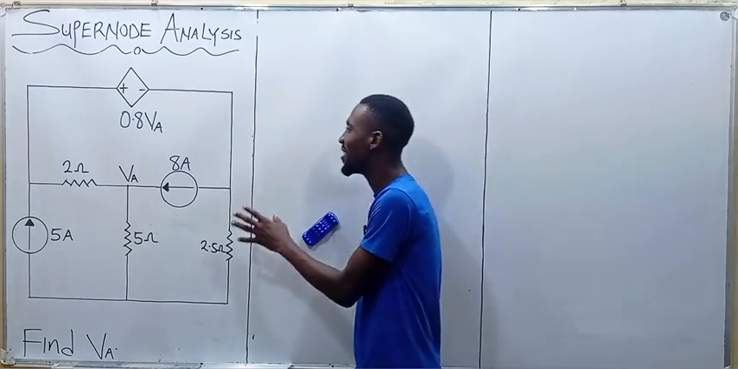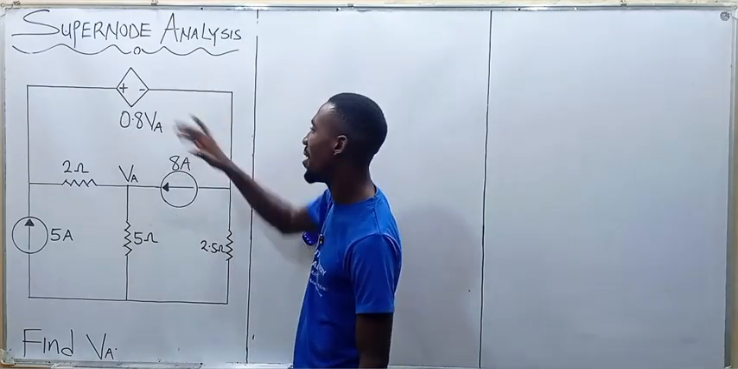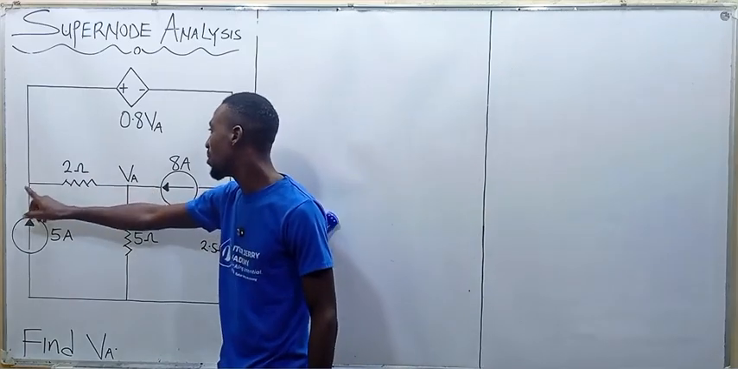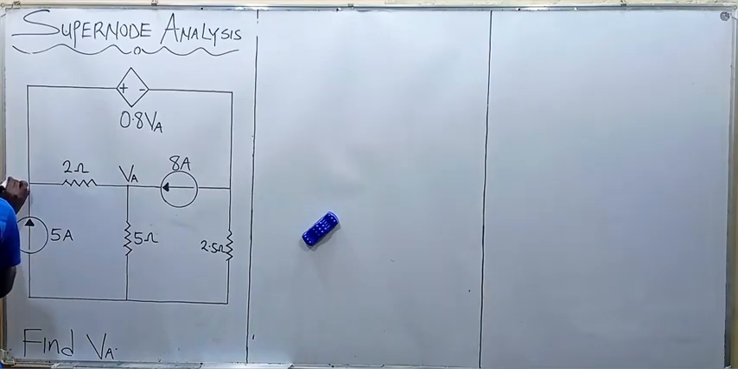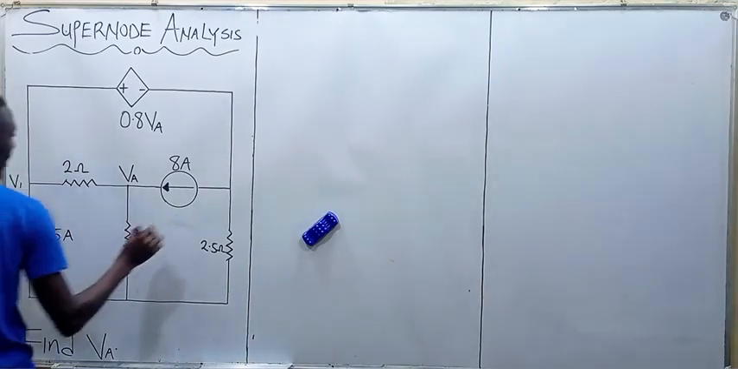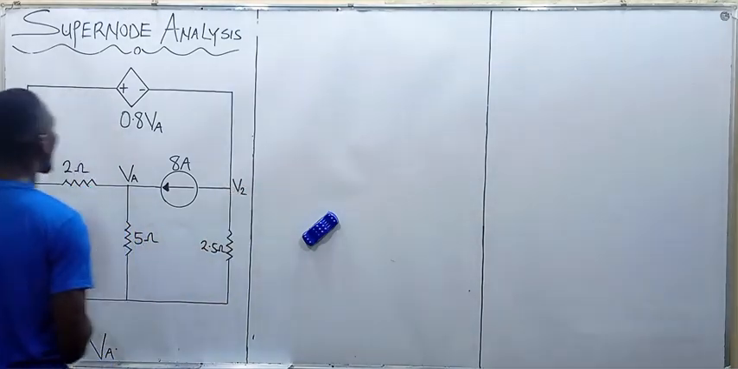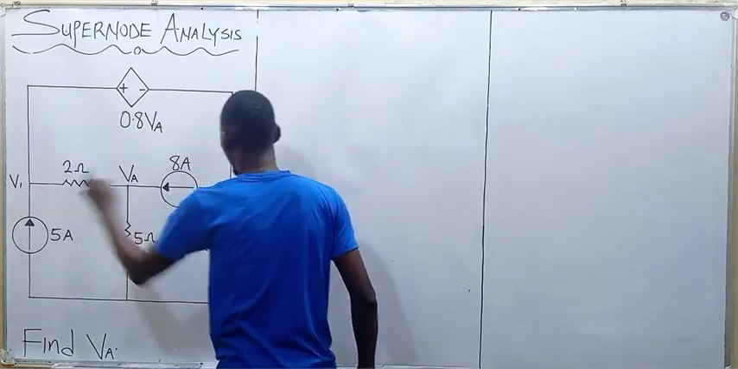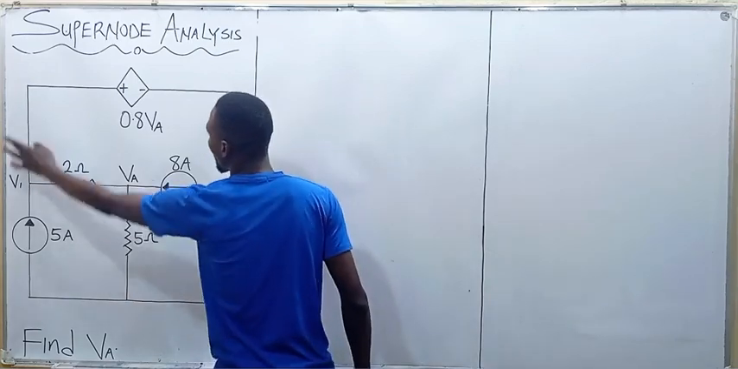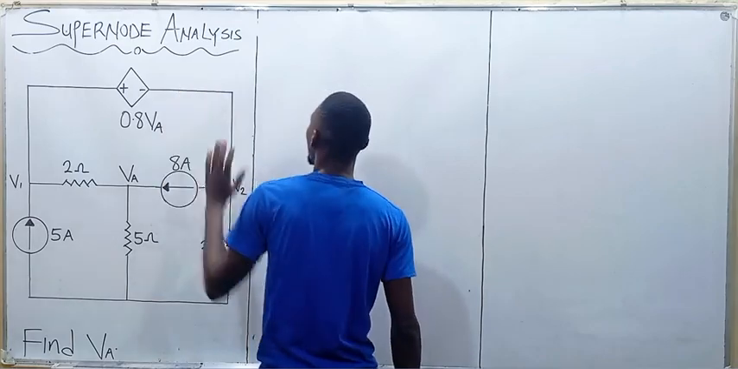Now, if you look at this circuit, you are going to observe that this is our voltage source here, and our voltage source is between this node and this node. All right, let's call this node 1, and this node 2. If you look at this, the voltage source is between two non-reference nodes, so automatically this becomes our supernode, and it's going to be treated as a single node.